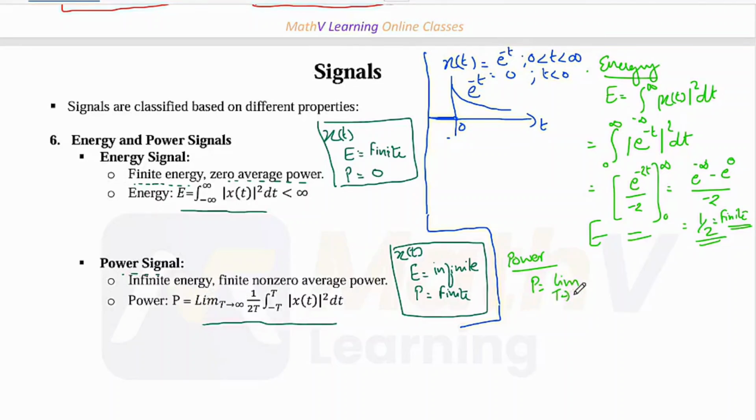Okay, 1/2t, and then the same relation as the energy. Okay, minus t to t, x of t square dt. Okay, so limit t tends to infinity 1 by 2t.